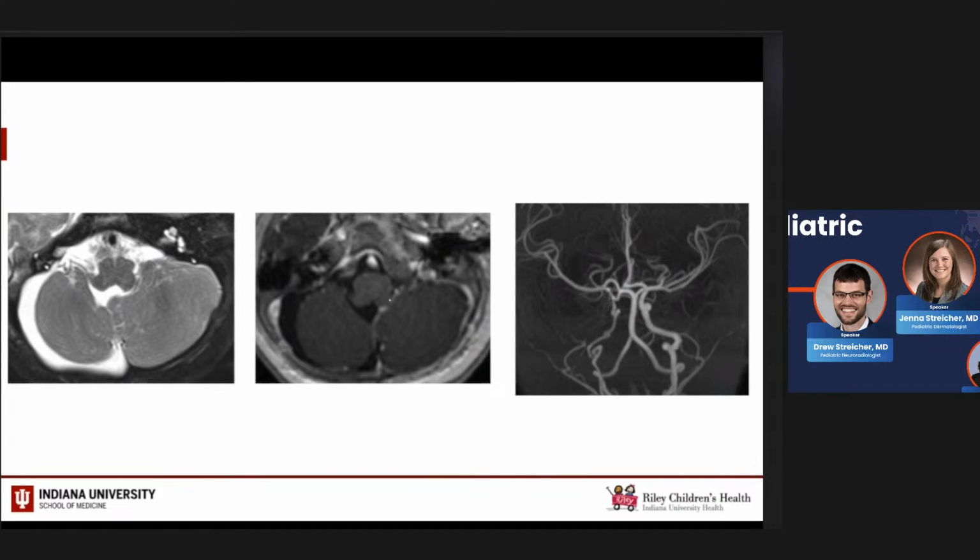Middle image is a post-contrast T1, and we can see that there's this subtle enhancing lesion in the right internal auditory canal. So that's a little hemangioma in the IAC. So we can see that from time to time.